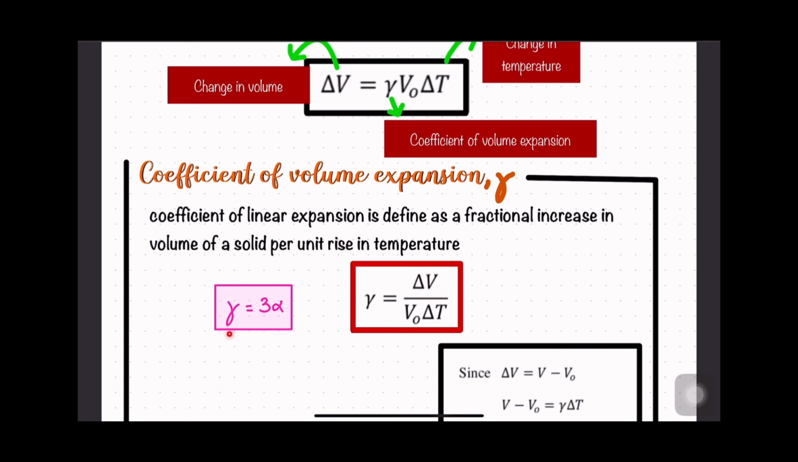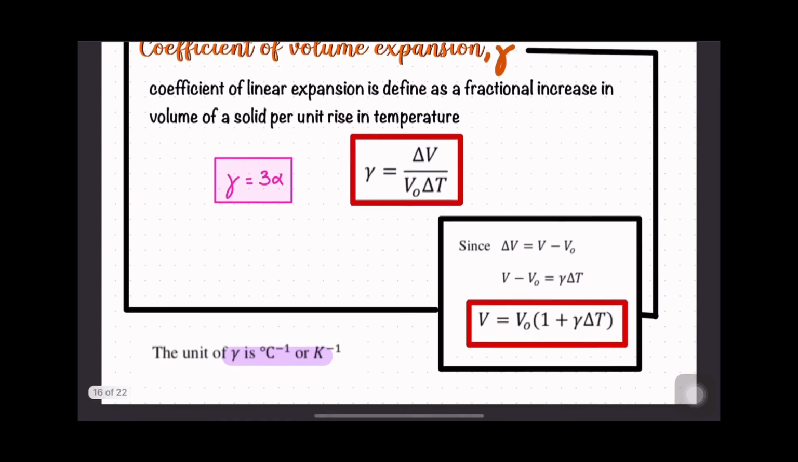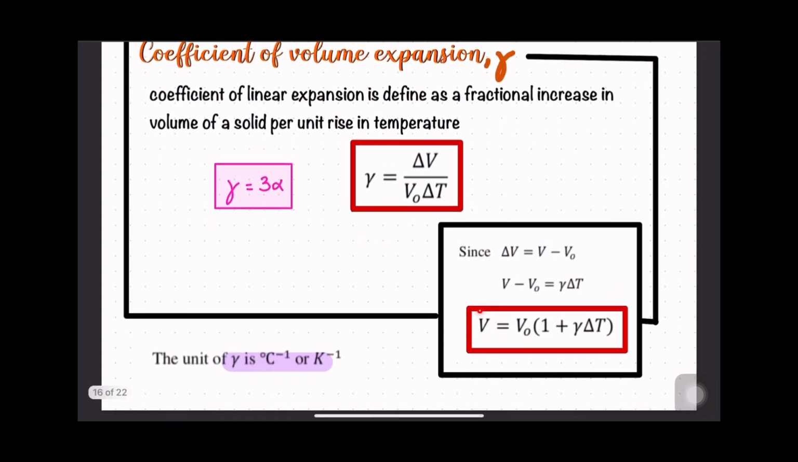So this is the relationship of coefficient of volume expansion with the coefficient of linear expansion. Gamma is equal to 3 times of alpha. Okay, so kalau nak cari V yang baru, new V when increase temperature, so you boleh cari V is equal to V0 times 1 plus gamma delta T. So the unit for gamma is per Celsius or per Kelvin.